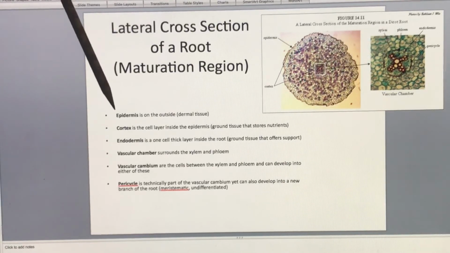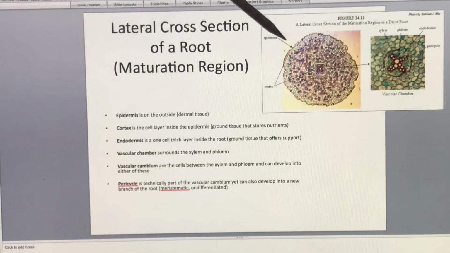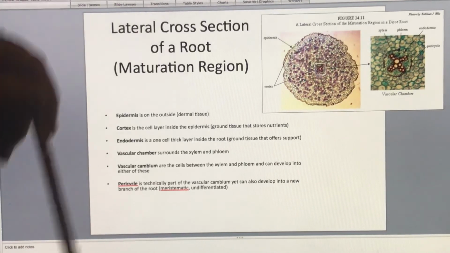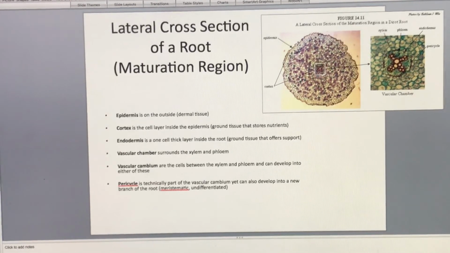So we have the epidermis on the outside here, and this is considered dermal tissue. Then we have the cortex, the cell layer inside the epidermis, and this is ground tissue that stores nutrients. Then we have the endodermis, which is labeled here on this slide, and it's a one cell thick layer inside the root, and it offers support. It's another type of ground tissue, and that is here.